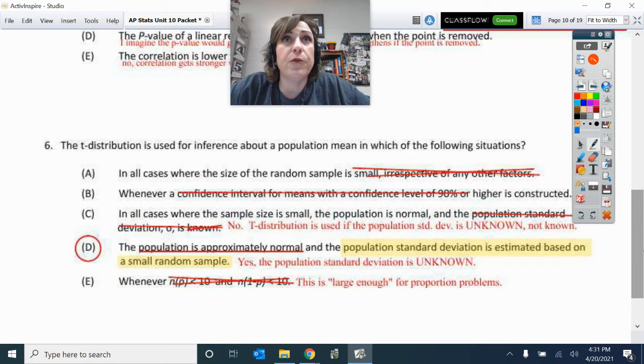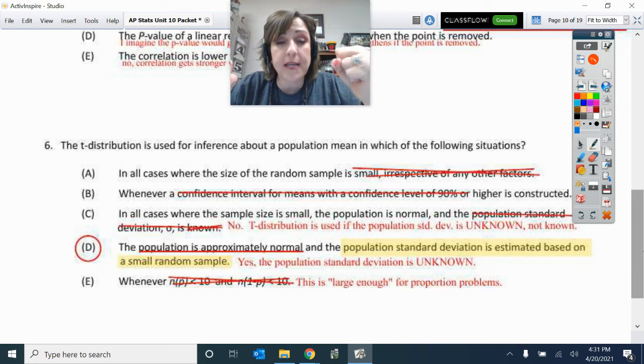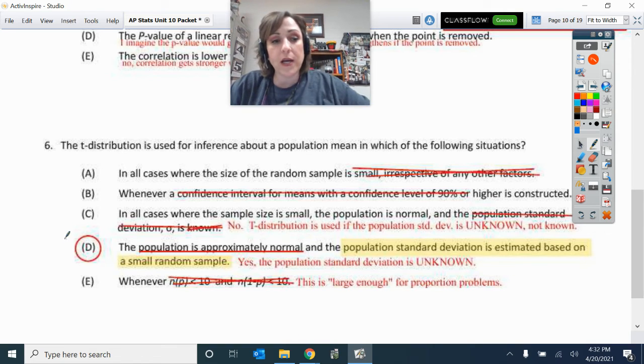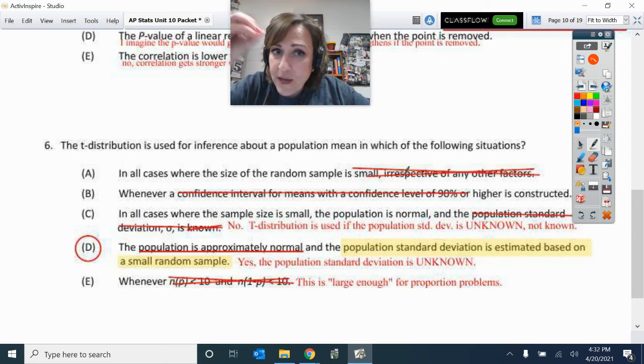The t-distribution for inference about the mean is used in which of these situations? I had said this in the notes very clearly, and it is imperative that you understand why and when the t-distribution is used. It is used, point blank, if you do not have the standard deviation of the population. You only have the standard deviation of the sample. So that's what D says. So the rest of them are out.